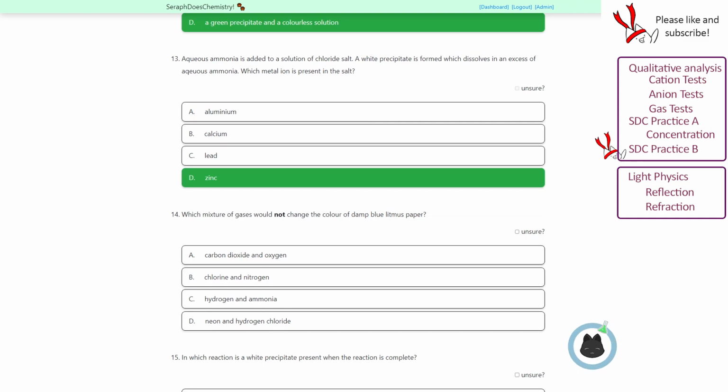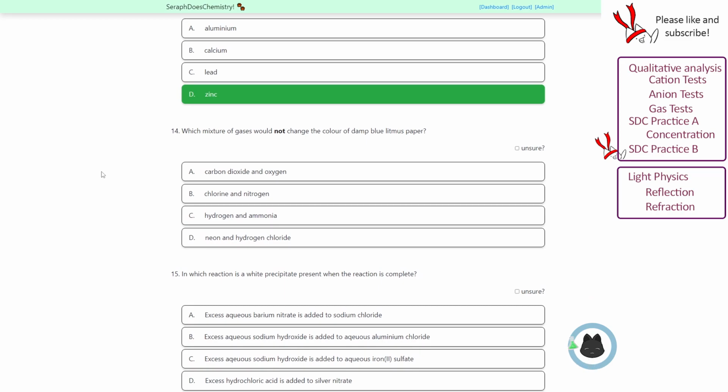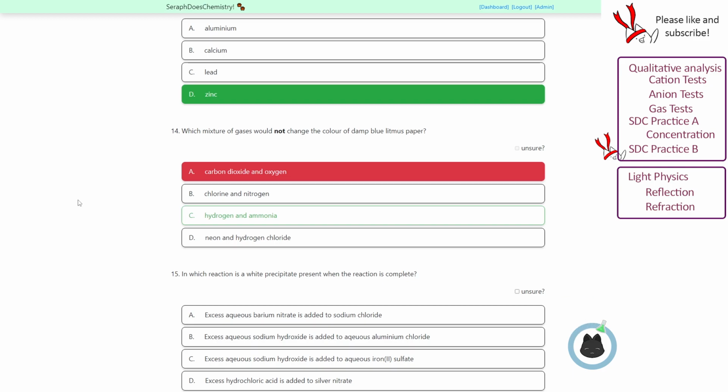Question 14. Let's try. This one will not change, because carbon dioxide gas is an acidic gas. So it will change the blue litmus paper into red color, right? So then the second one, which one will change the color though? Chlorine. Then the third one, which one will change color?